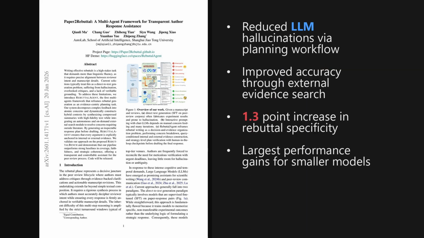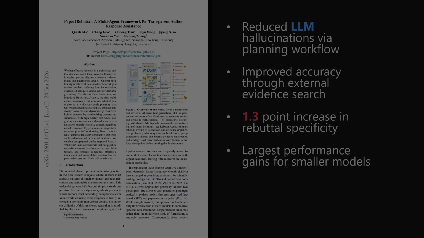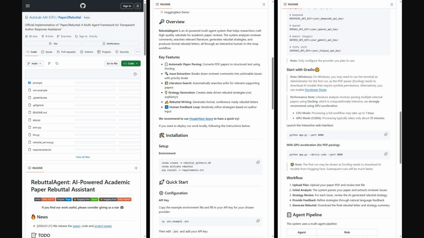I'm Alex. Today we're looking at a paper from the Hugging Face trending list published on January 20th, 2026, so just 2 days ago. It introduces Rebuttal Agent, a new framework that reframes the process of writing scientific rebuttals as an evidence-centric planning task to stop models from hallucinating results. The paper is titled Paper2Rebuttal, a multi-agent framework for transparent author response assistance. And as we'll see later, the improvements it shows over strong baselines like GPT-5 Mini are really quite significant for the peer review process. And for those interested in the implementation, the authors have shared their code on GitHub.